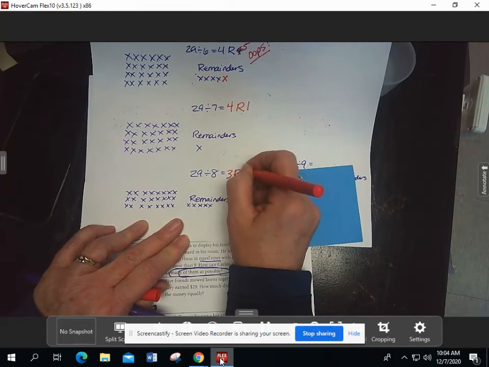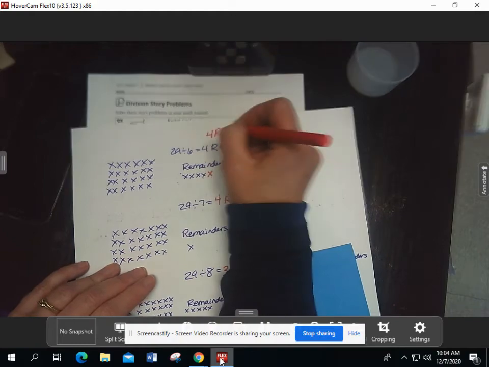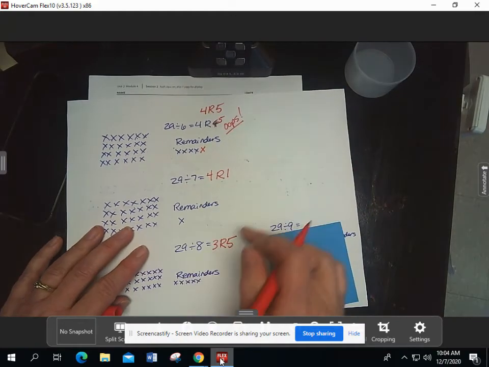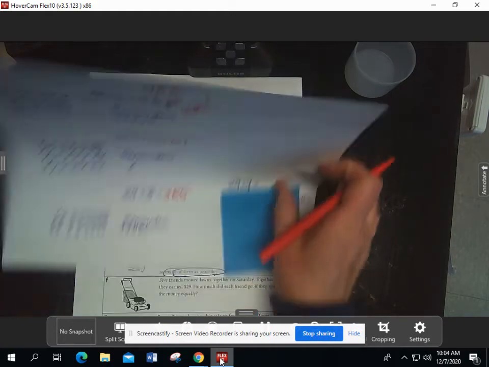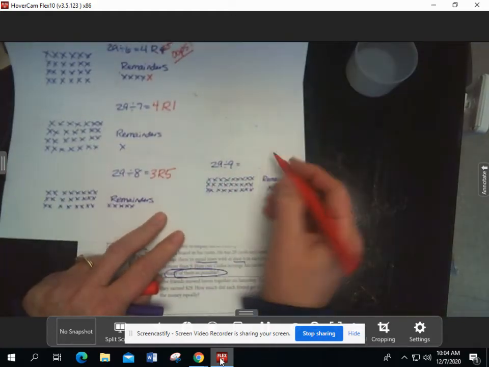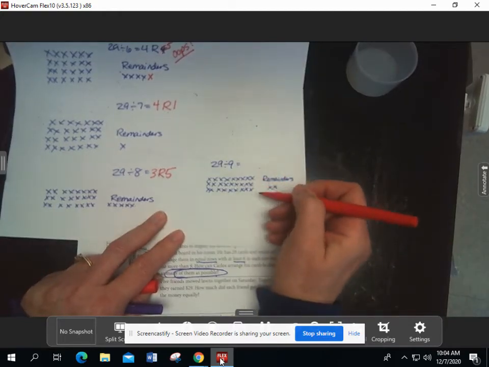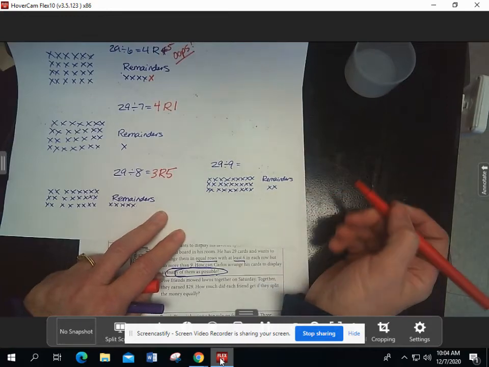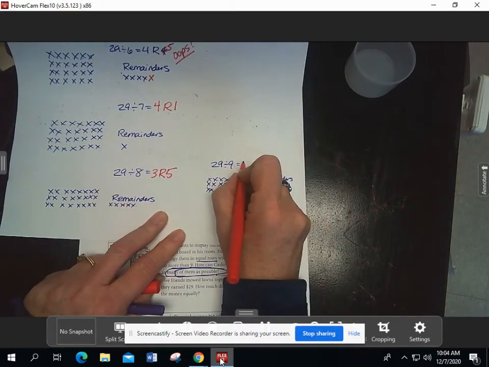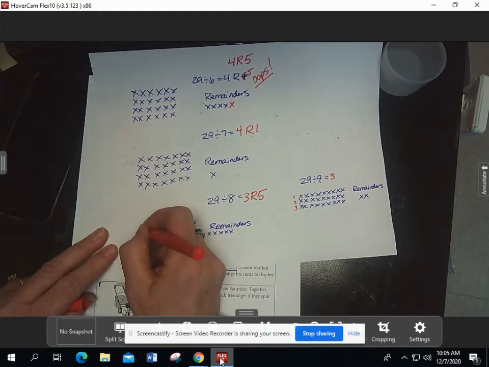3, remainder 5. So again, here is 4, remainder 5. 4, remainder 1. Now we have 3, remainder 5. And then we worked out this one where we have groups of 9. 9 times 3, 9, 18, 27. 9 times 3 is 27. So we have 3 rows. See, 1, 2, 3. This one is 1, 2, 3.